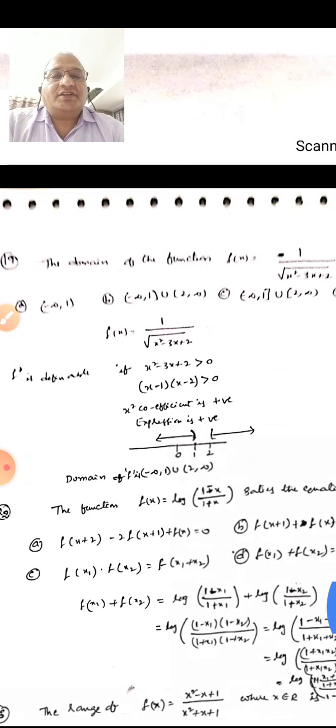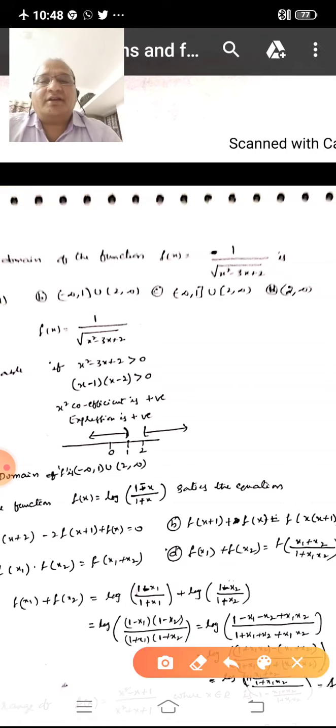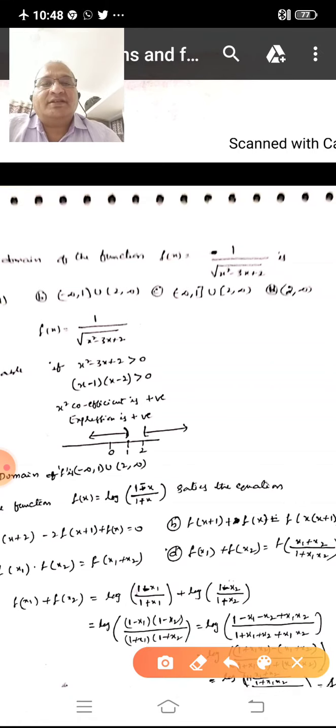Next, the domain of the function f of x is equal to root of x square minus 3x plus 2. Many problems came from domain models, so once again I will repeat. Here the under root is there, therefore that must be positive. Because it is in the denominator, it should not be equal to 0.